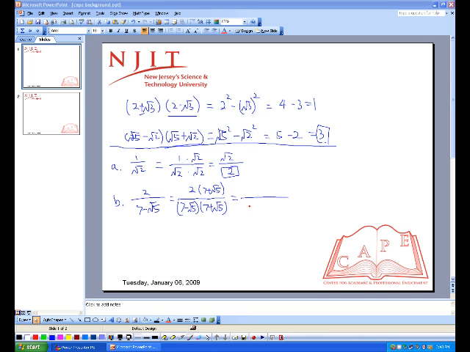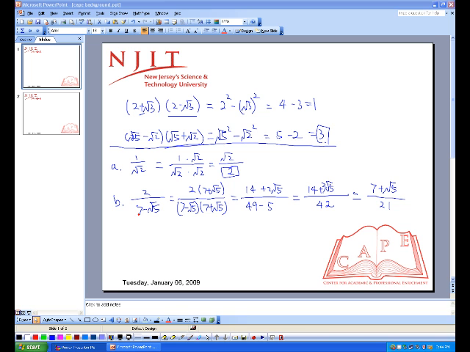When you have that, the bottom becomes 7 squared, which is 49, minus square root of 5 squared, which is just 5. And the top becomes 14 plus 2 times square root of 5. Okay, so we do that again. It becomes 42 and 14 plus 2 square root of 5. And then we see that we can factor out a 2 from all three numbers. So it becomes 7 plus square root of 5 over 21. Okay, so that's your final answer.